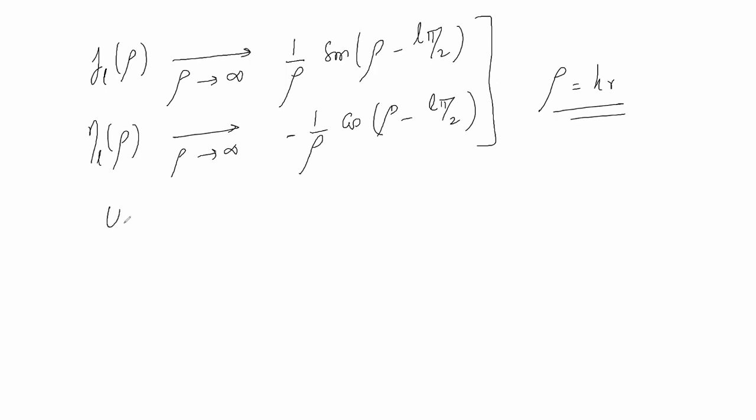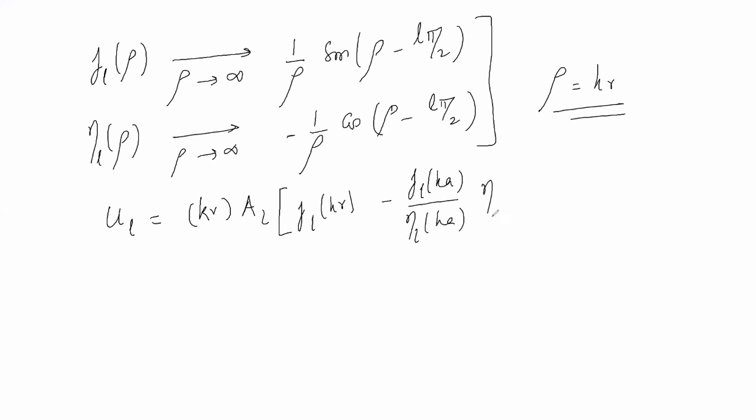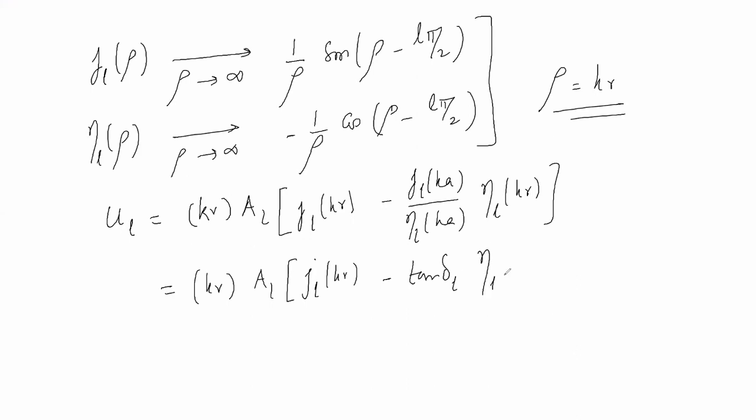And if we do that, then I can write my U_l as, see what was my U_l? U_l was kr A_l [j_l(kr) minus j_l(ka) by eta_l(ka) eta_l(kr)], and this I wrote as kr A_l [j_l(kr) minus tan delta_l eta_l(kr)].